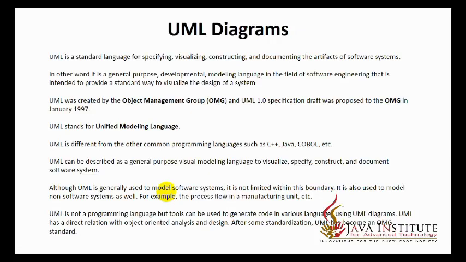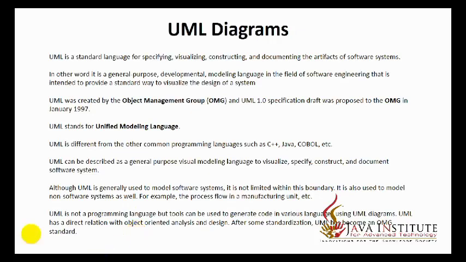in 1997. We always normally say UML diagram, but the full definition is Unified Modeling Language. You can see it here also, this Unified Modeling Language. UML is different from other common programming languages such as C++, C, Java, and Python, because UML can be described as a general-purpose visual modeling language to visualize, specify, construct, and document the software system.